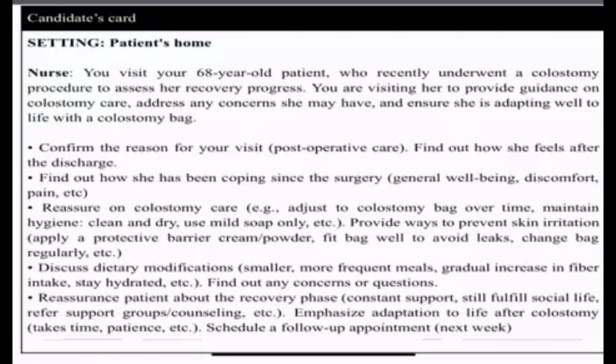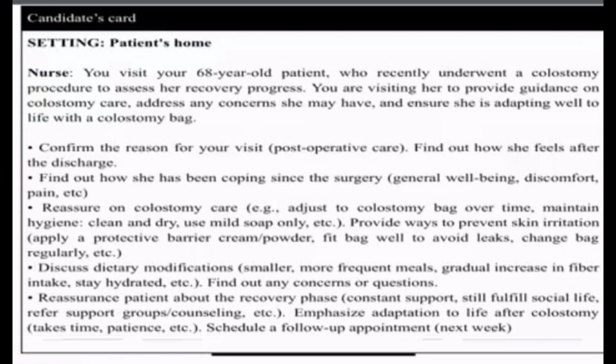So in this last task: reassure the patient about the recovery phase, constant support, still fulfilling social life, refer to support groups, counseling, etc. Emphasize adaptation to life after colostomy takes time and patience, etc. Schedule a follow-up appointment next week. So for this we can say, I would like to tell you, let me discuss with you, don't worry, regarding your recovery phase, okay. So we can start it.